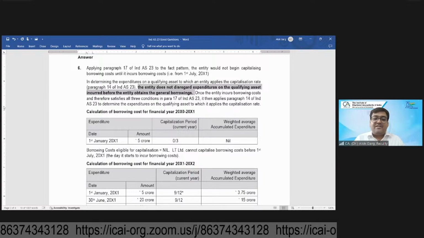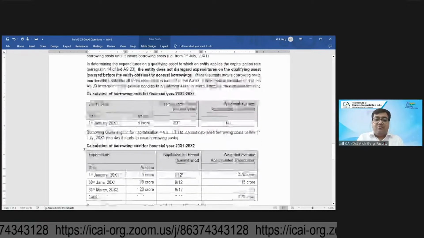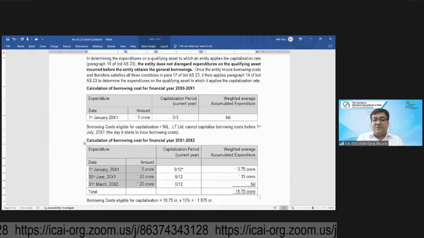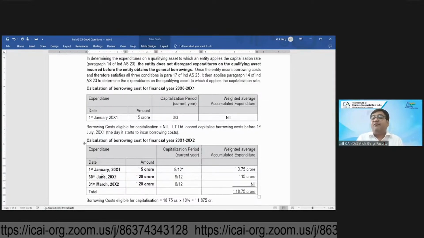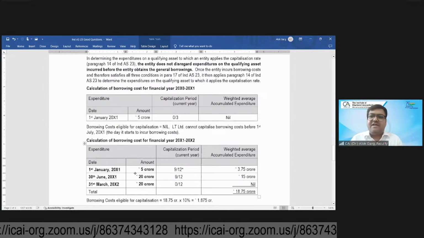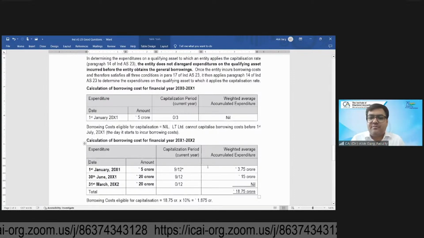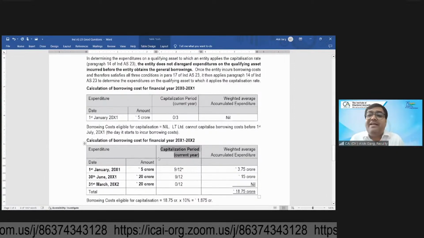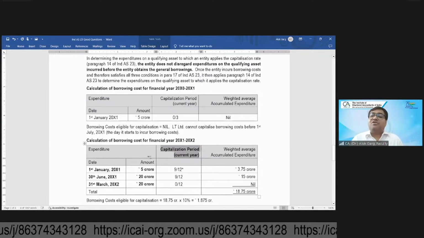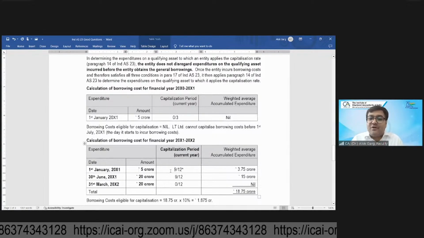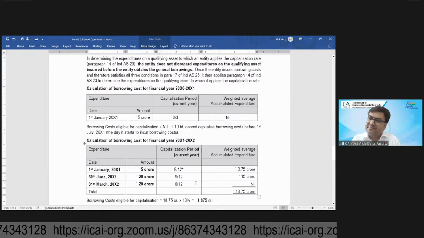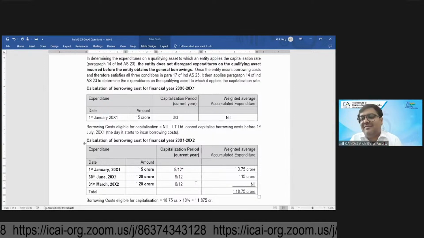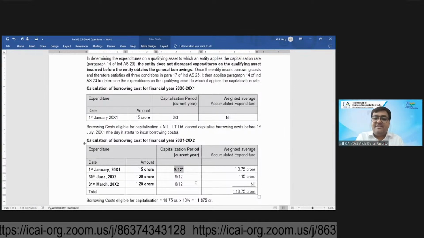So in 20x1-x2, what is my expenditure? My expenditure on 1st January was 5 crore. My expenditure on 30th June was 20 crore. On 31st March 20x2 it is 20 crore. Total expenditure is 45 crores, which has been incurred till 31st March 20x2. What is my capitalization period in the current year? Meaning, for which period is the borrowing cost going to be capitalized? This 5 crore was there for the entire 9 months, because it was spent prior to 1st July 20x1.